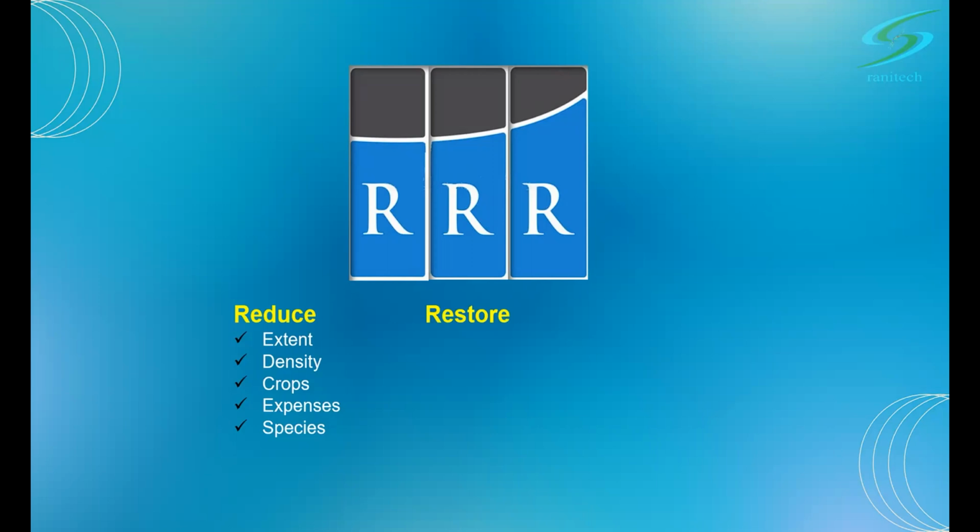My second R is to restore. Once we reduce, we have to restore our preparations. Most of the farmers think that because the economy, the prices are very low, material prices are very low, they are not ready to prepare their ponds well, or they're not ready to invest in preparations. So we have to restore them. I will show you how these things are going to help us.